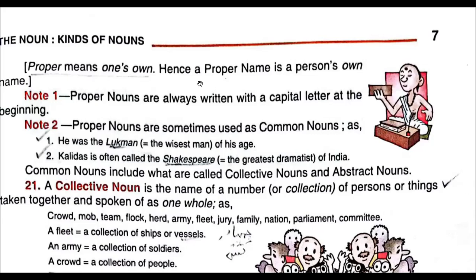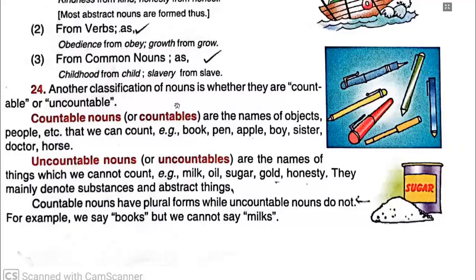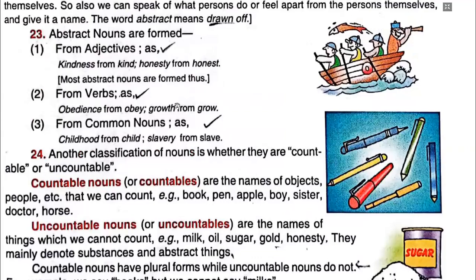Team: a hockey team, a cricket team, a team of the players. These are collective nouns. Flock of sheep or birds. Herd of sheep, flock of birds.